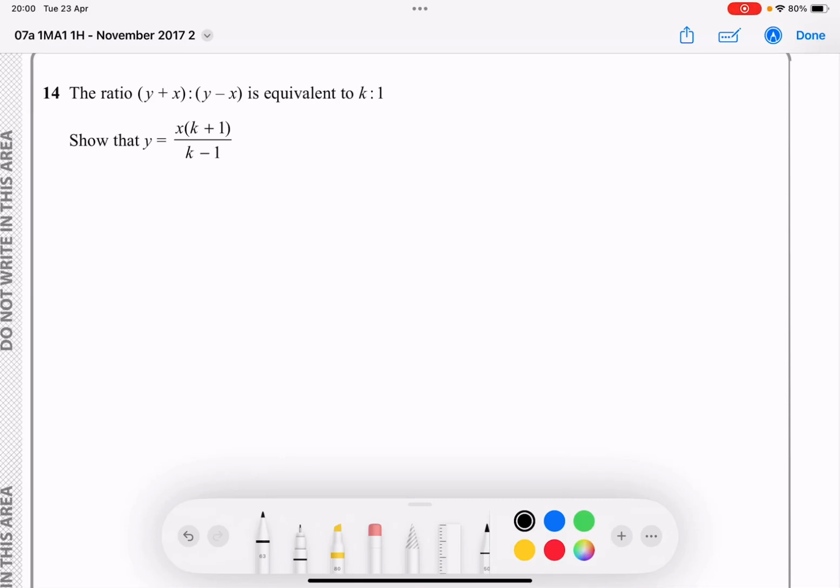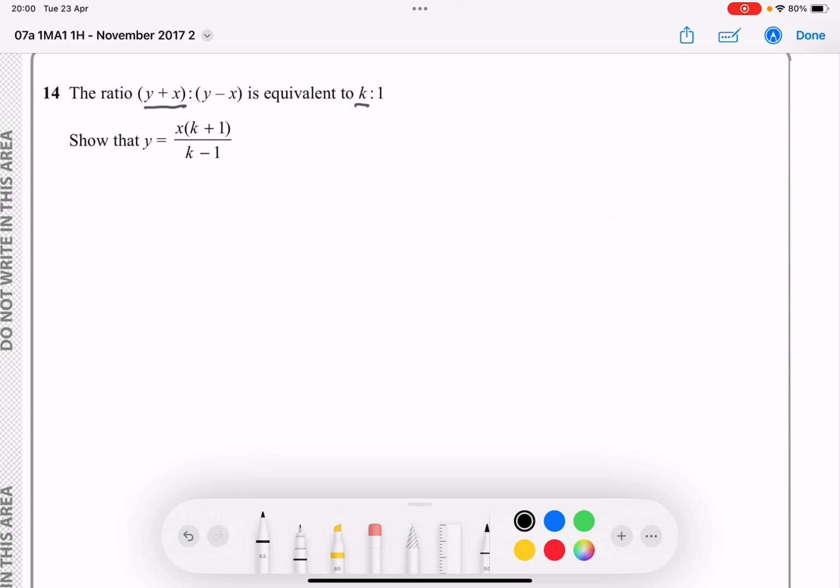Okay, it's an interesting question. I've looked at ratios quite a lot lately. The ratio y plus x to y minus x is equivalent to k to 1. Anytime I do these types of questions, anytime I do ratios, I always compare the first with the first and make them into a fraction.